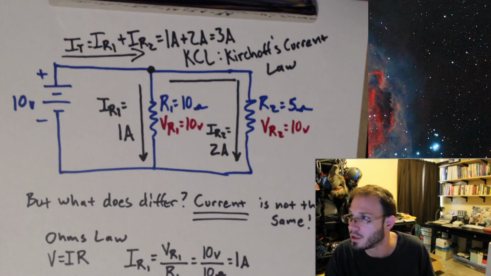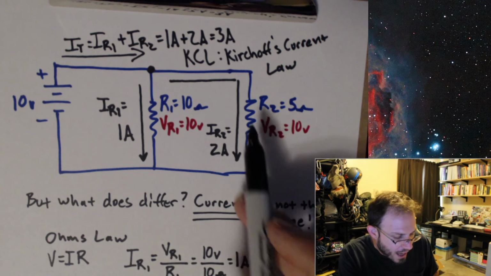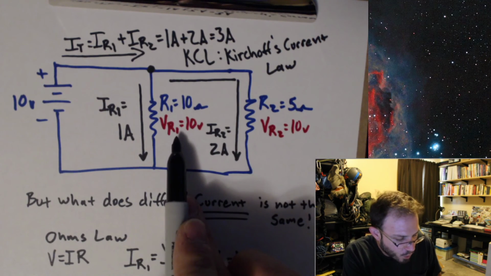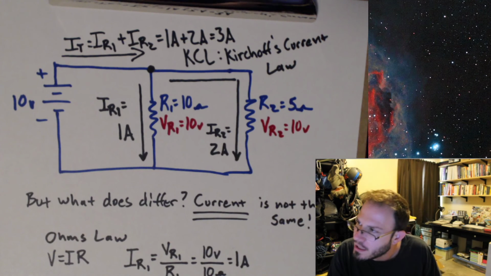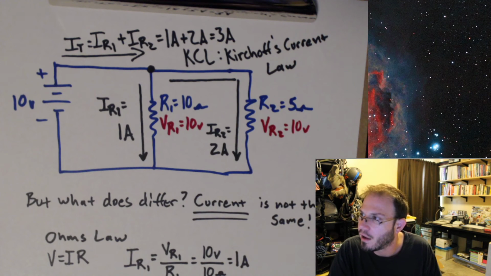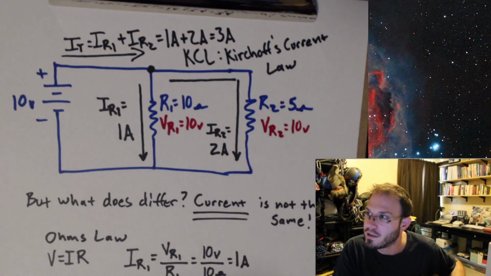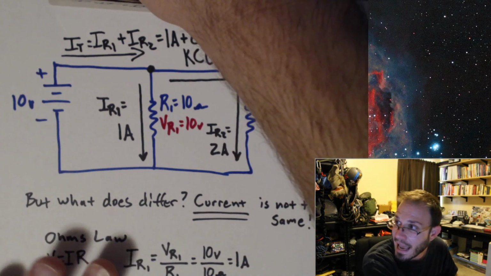Okay, I'm going to go ahead and redraw this circuit. I'm going to remove the resistances, the voltages, and I'm just going to look at it from the case of current so we can focus a little more on KCL.